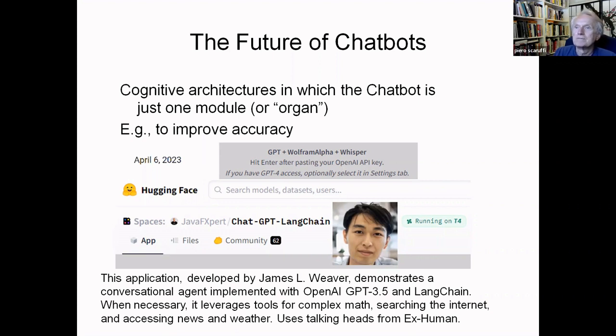So if you're looking for the capital of France, you don't have to guess. You find a page with the list of capitals. Here I put a screenshot, an application, an idea that comes from this engineer. I can read the name somewhere here, James Weaver. He put together different things, and he created a system that is, in a sense, more intelligent than just a chatbot. And that could be the future, where the chatbot is just an organ of a cognitive architecture.